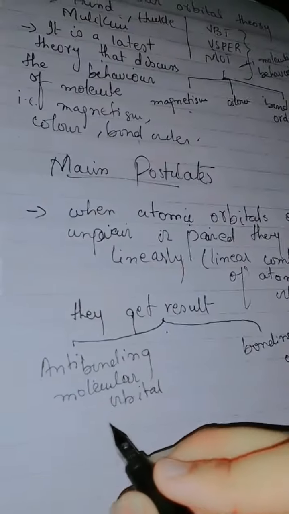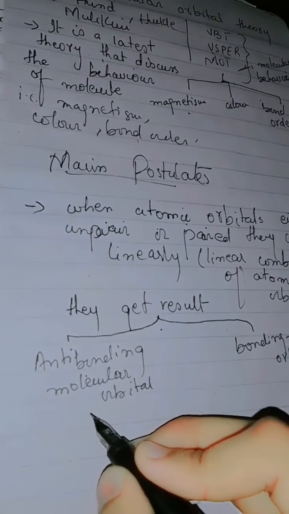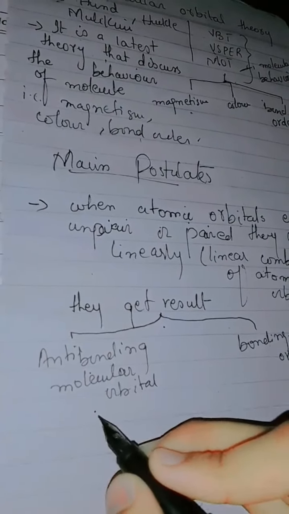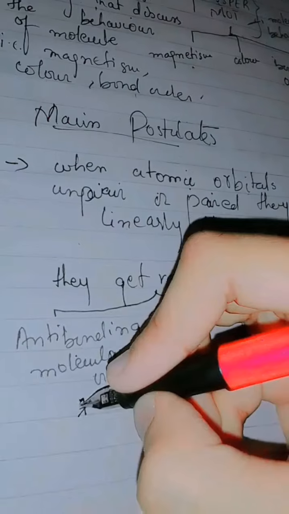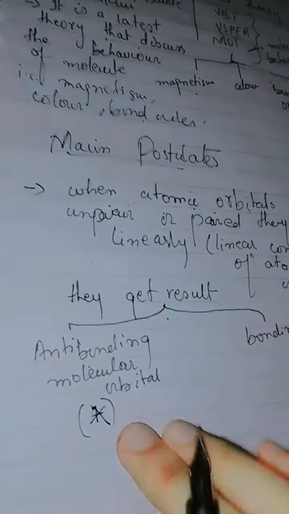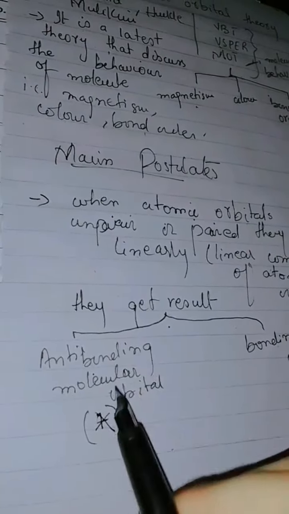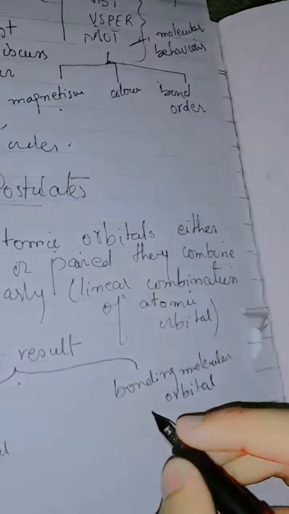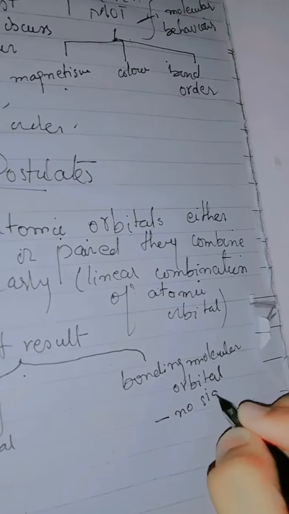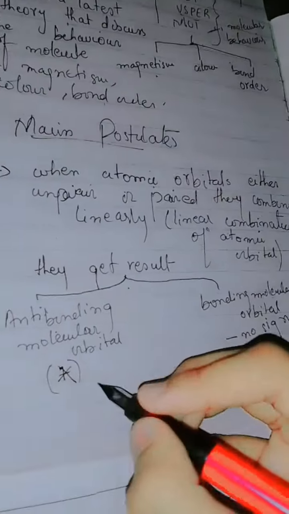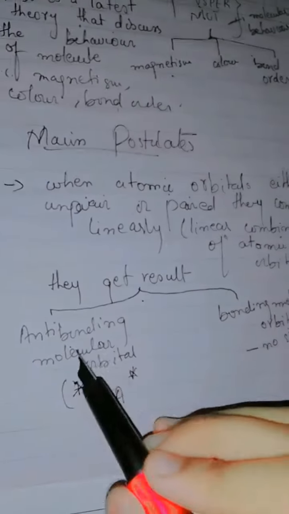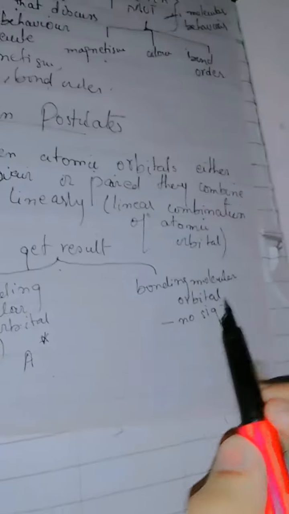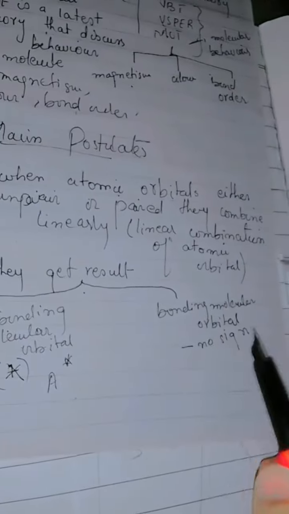The sign of anti-bonding molecular orbital is a star. This is the sign for anti-bonding molecular orbital, and bonding molecular orbital has no sign. Means if there is a star sign on an orbital, it will be the anti-bonding molecular orbital, and if it has no sign, it will be the bonding molecular orbital.